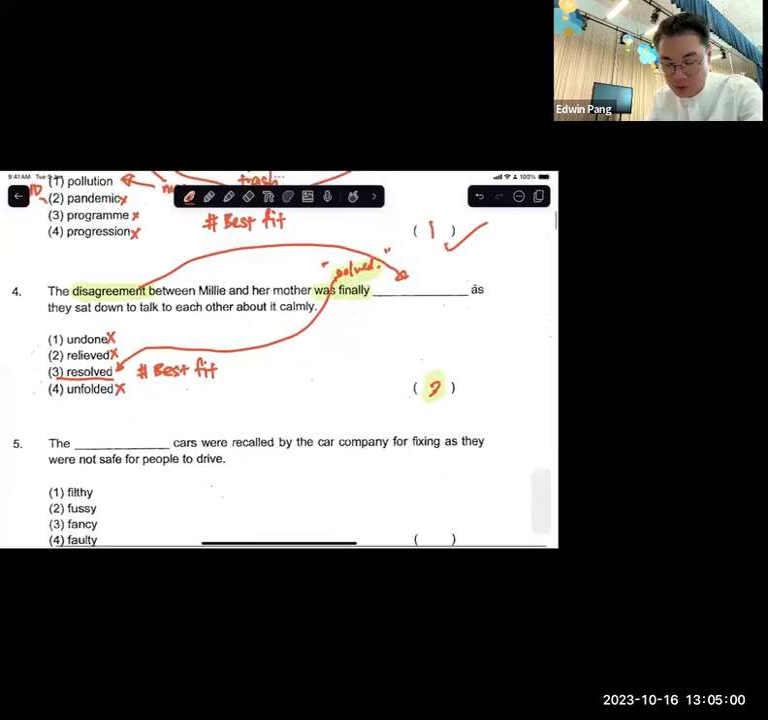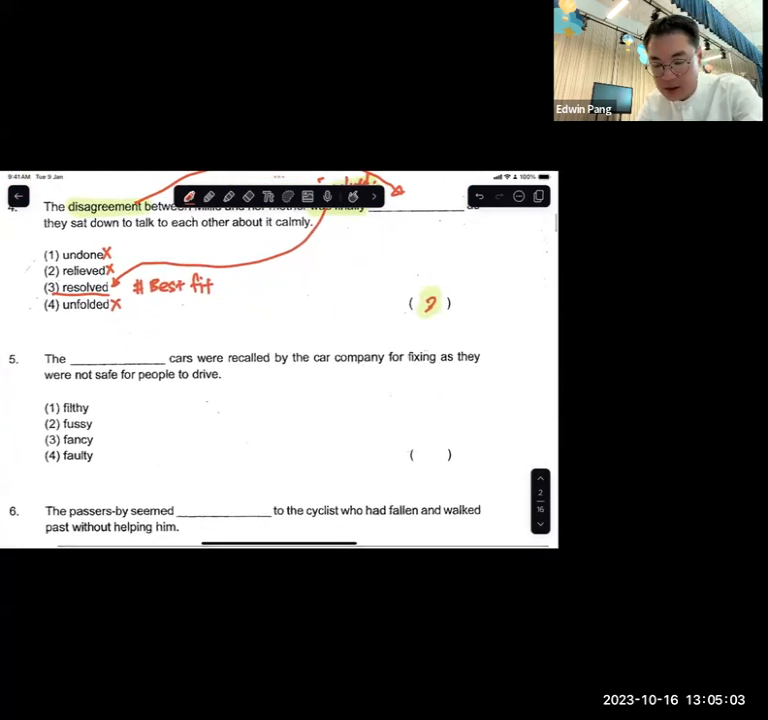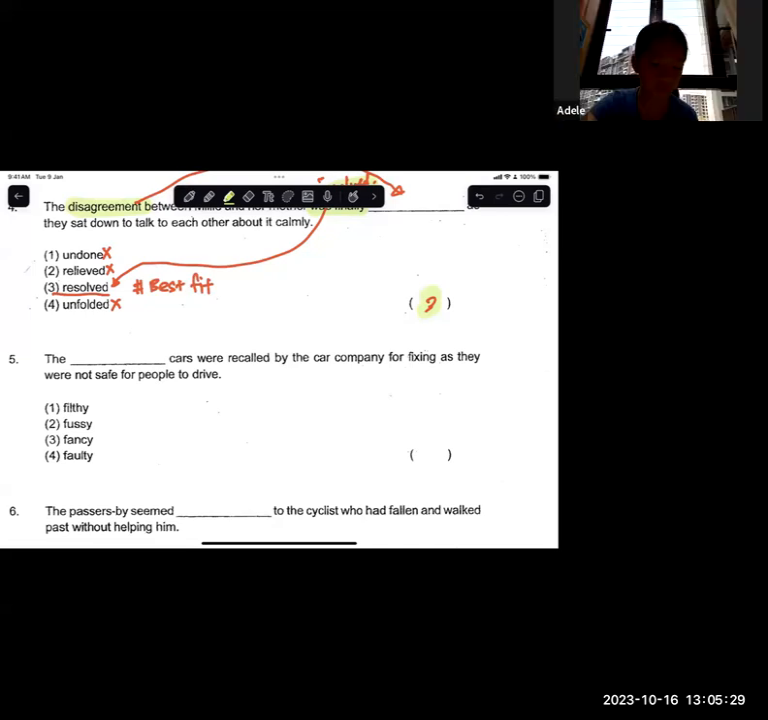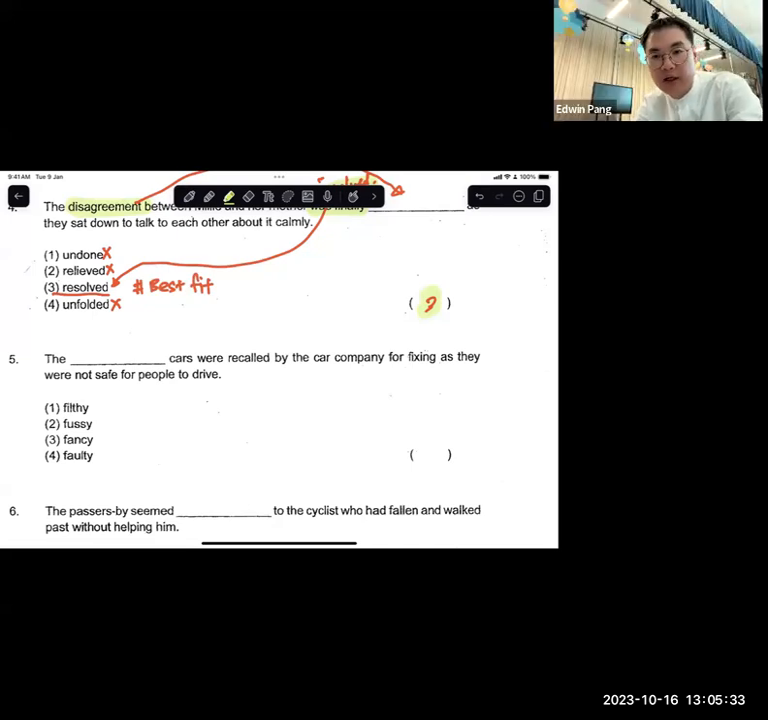Excellent. Okay, question number 5. The what cars were recalled by the car company for fixing as they were not safe for people? So which one is the most important thing I need to highlight? Which word or phrase should I highlight in this question, number 5? Let's see. Adele, would you like to try? Which word do you think is most, or which phrase is most important? People to drive. No, I disagree. Thank you for trying though.